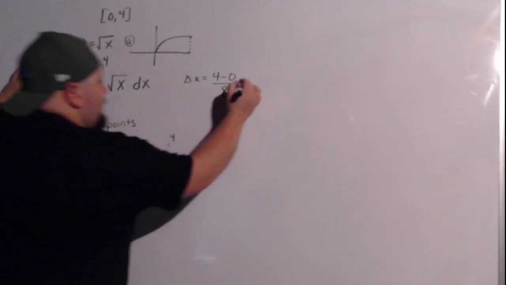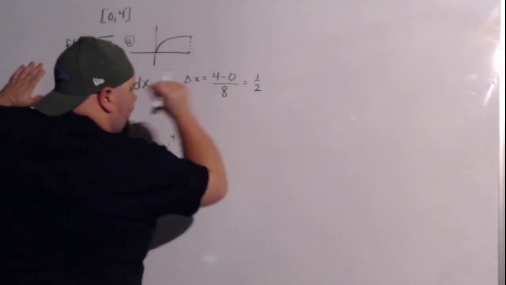So that would be 1/2. So the endpoints are going to go up by 1/2 each time. So 0, 1/2. Go up another half, that's 1. Then 3/2, 2, 5/2, 3, 7/2, 4.